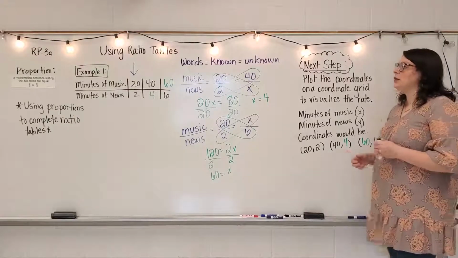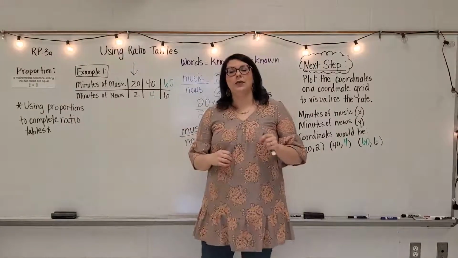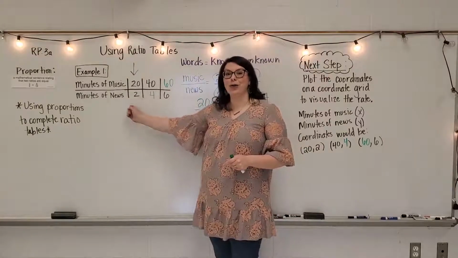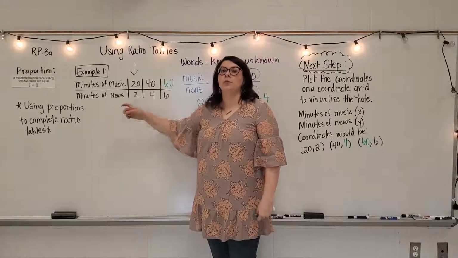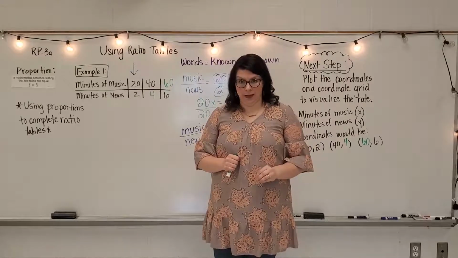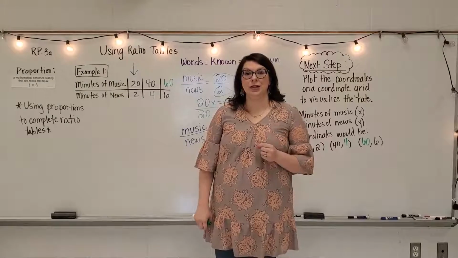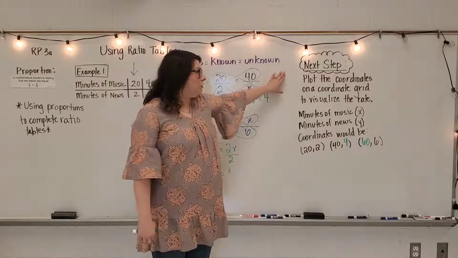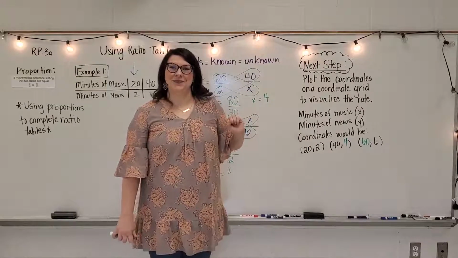So now you can see the relationship. Each one of these, remember, a proportion means that their ratios are equivalent. So in our ratio table, all three are equivalent. If we simplified each one of these, we would get to the simplest form of 10 to 1. And that's how we know that they are all equivalent. So this is how you would use proportions to solve ratio tables, and then you can use those coordinates to plot this data on the coordinate plane.